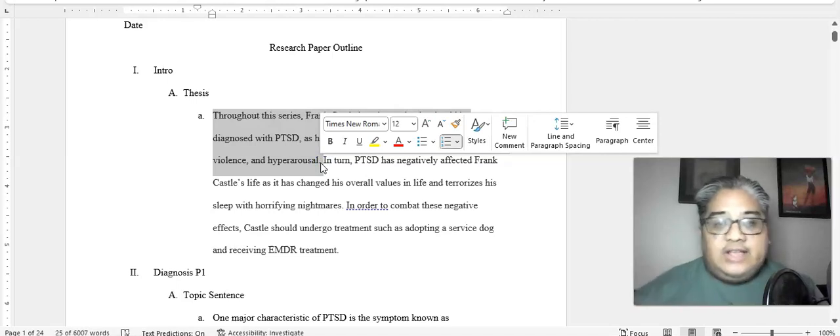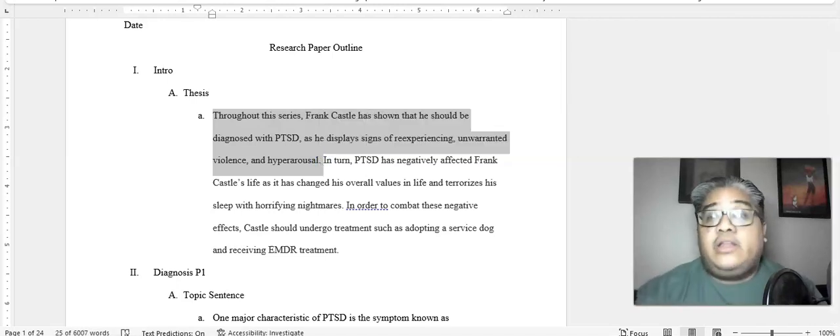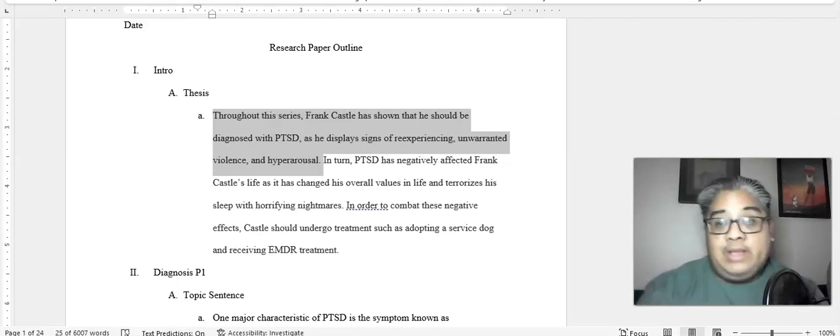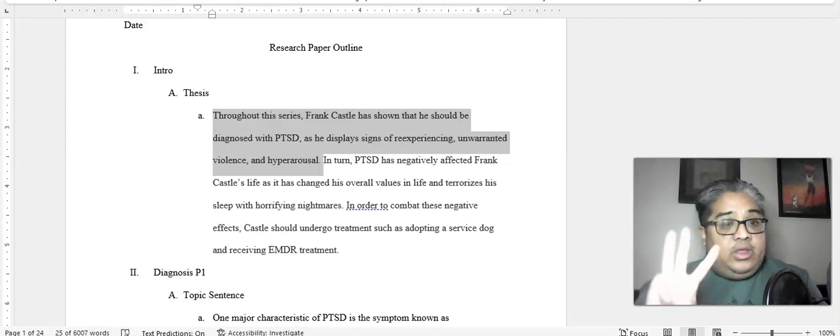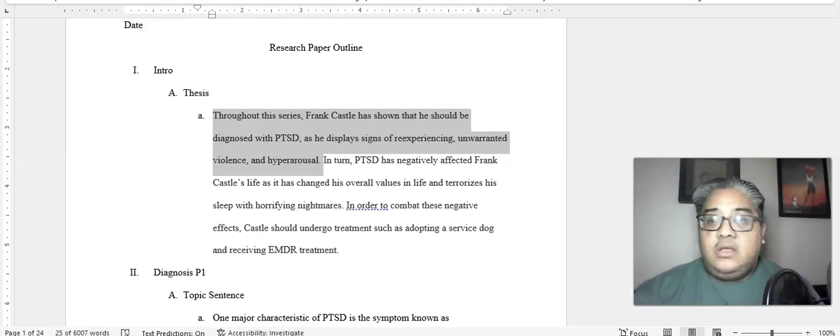Throughout this series, Frank Castle has shown that he should be diagnosed with PTSD as he displays signs of re-experiencing, unwarranted violence and hyperarousal. So based on that first thesis statement sentence, I know as a reader that this writer is going to be looking at 3 symptoms that Frank Castle shows. So 3 body paragraphs about those 3 symptoms.